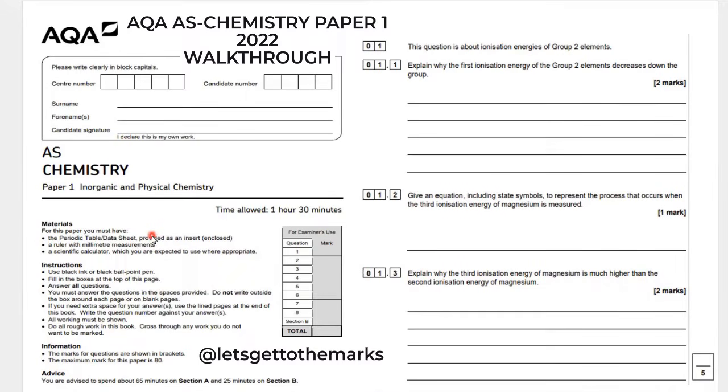Okay, this is the 2022 AS Chemistry AQA Paper 1 walkthrough. Let's get to the marks. Let's go.